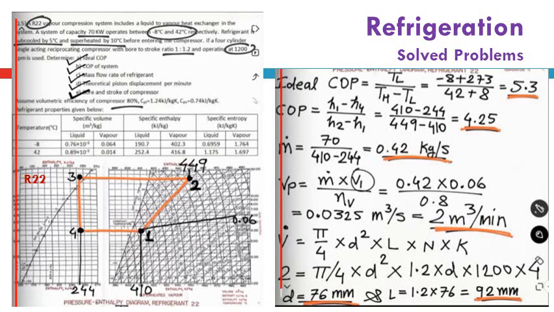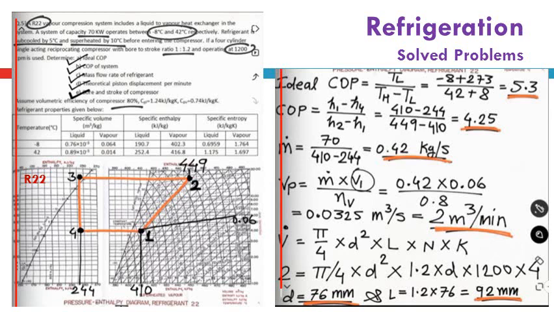Then we go to item B to estimate the COP of this system as shown. COP equals H1 minus H4 divided by H2 minus H1. From the enthalpies we get from the p-h diagram of R22, H1 equals 410, H2 equals 449, and H3 equals H4 equals 244. So the COP of this system will equal 4.25, which is lower than the Carnot COP listed in the above line, equal to 5.3.